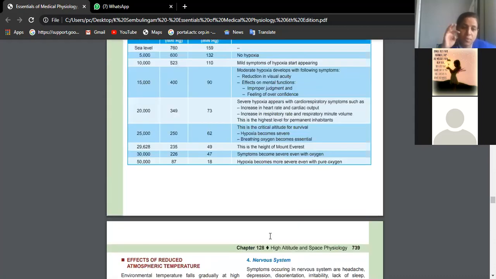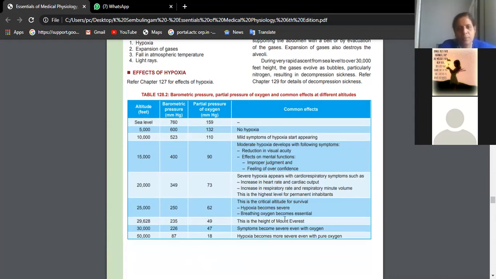Now he is asking about high altitude and also acclimatization. So first of all, it's better you give this table. High altitude, that means when you are measuring from sea level, how many feet? At 5,000 feet, the barometric pressure is 600 and the partial pressure of oxygen is 132. Here the patient will not suffer any oxygen deficiency, so no hypoxia. Gradually you can check with this. Now see, the highest altitude is 50,000 feet, where the barometric pressure is 87 and the partial pressure of oxygen falls down to such a low of only 18.